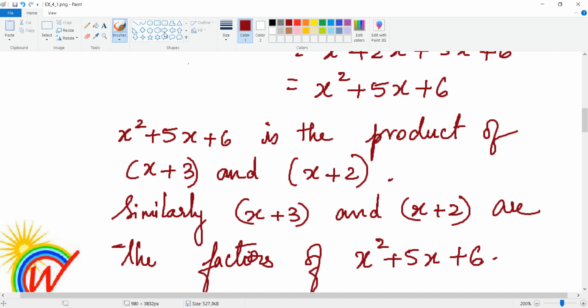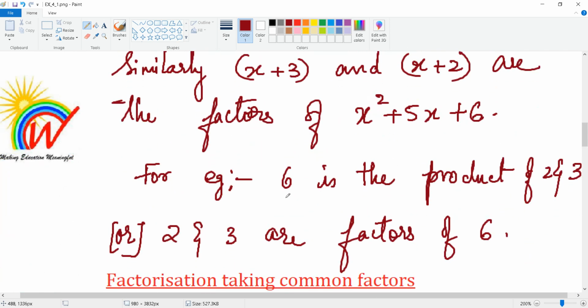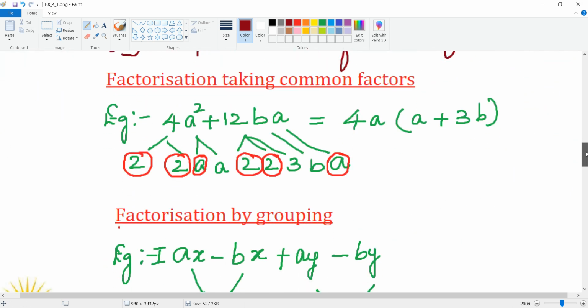So x square plus 5x plus 6, we got by multiplying these two terms. This x square plus 5x plus 6 is called the product of these two terms, and these two terms are called the factors of x square plus 5x plus 6. It's the other way around. Now for example, you can write 6 as a product of 2 and 3, right? 2 into 3 is 6. So 6 is a product of 2 and 3, and 2 and 3 are called the factors of 6. Got it?